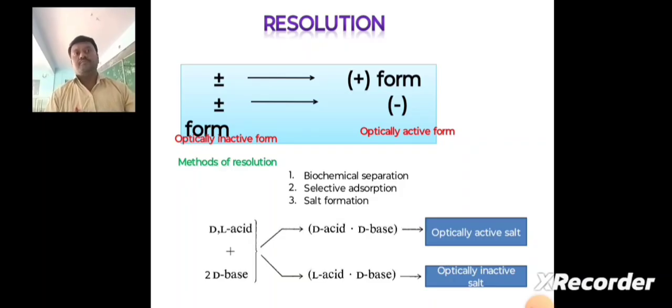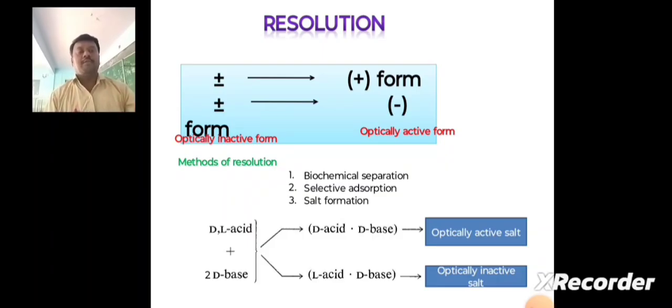This resolution process involves various methods. There are various methods involved for resolution process. Only few methods are included here. Number one, the most important method for resolution is biochemical separation. In this biochemical separation, the optically inactive form is converted into an optically active form by using some microorganism.